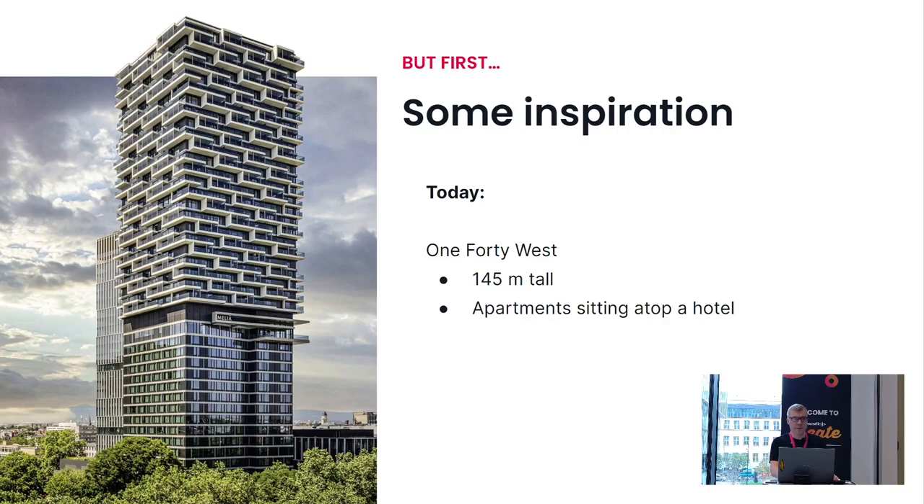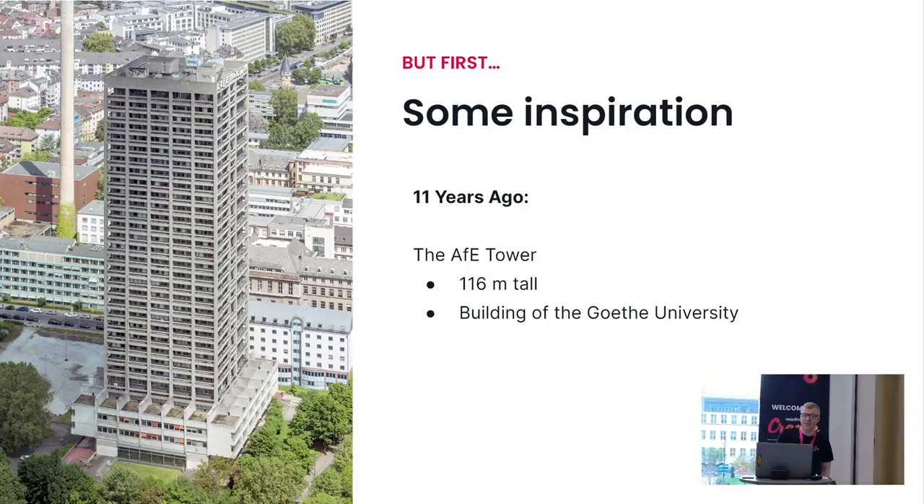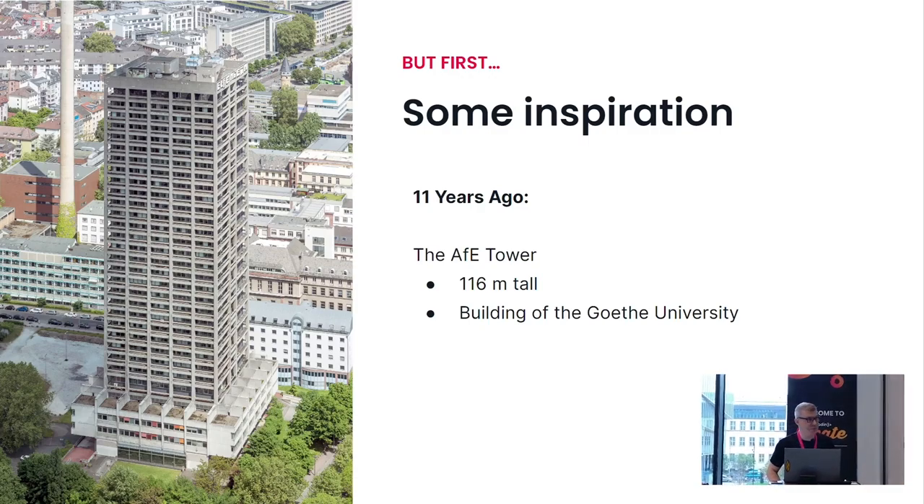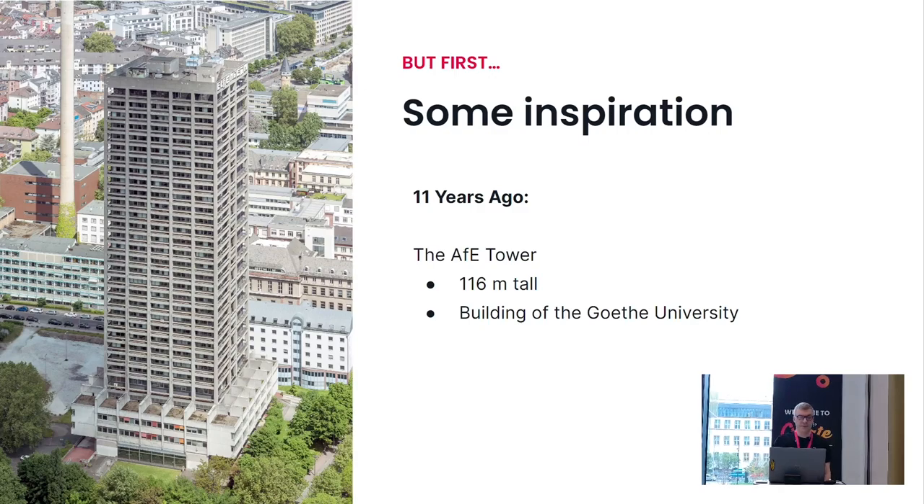Now, if we were to go back in time about 11 years and look at this exact same spot, then we would see something very different. We would see a building that was only 116 meters tall, and nobody lived there. It was all classrooms. This was the building of the Goethe University, and they actually had classes here. So in the morning, you might have a class on the third floor, and then at 10 o'clock, you might have a class on the 20th floor, and then you might have another class on the fifth floor. So you'd be taking the elevator quite a lot.